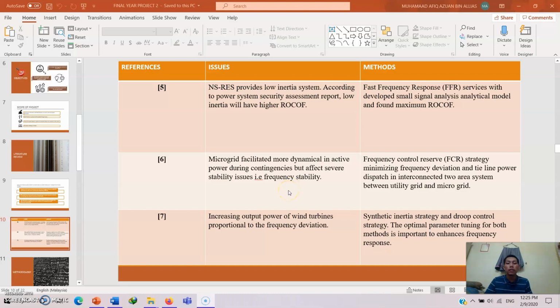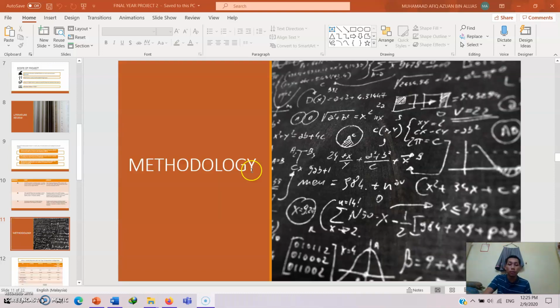The next issue is the increasing output power of wind turbines proportional to the frequency deviation. So to overcome that, synthetic inertia strategy and group control strategy are applied. But the optimal parameter tuning for both methods is important to enhance the frequency response.